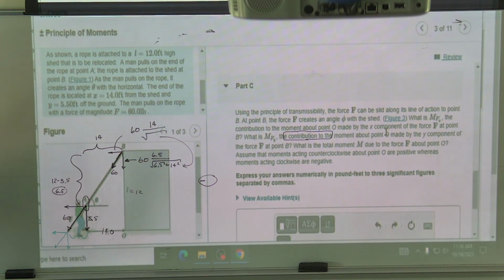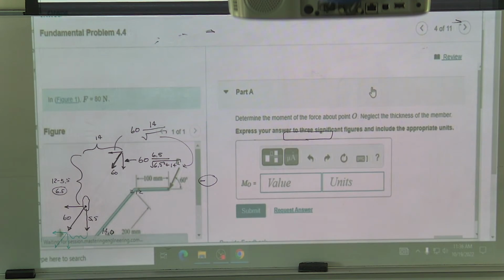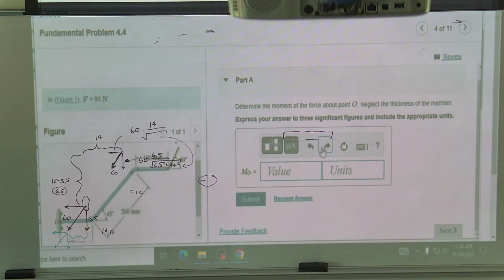So, I don't know. Geometrically, there are little tricks like that that you can do. Yeah, I don't need to really answer anything. Okay, in the figure, F is equal to 80. Part A, there is only part A. Determine the moment of the force about point O. Point O is way over to the left.